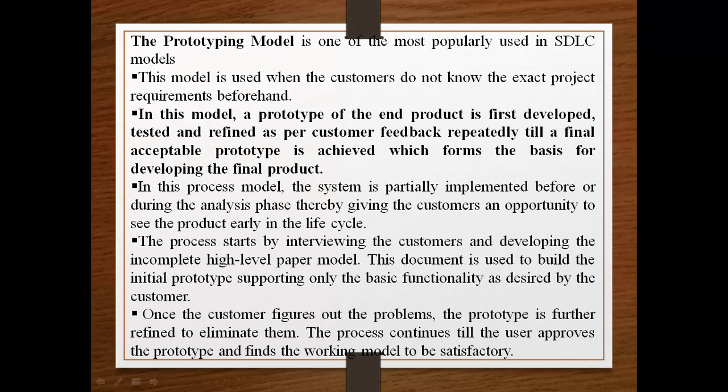The process will start by interviewing the customers and developing an incomplete high-level paper model. This document is used to build the initial prototype, a small model you can say, supporting only the basic functionality as desired by the customer. Once the customer figures out the problems, the prototype is further refined to eliminate them, and this process will continue until the user approves the prototype and finds the working model to be satisfactory.